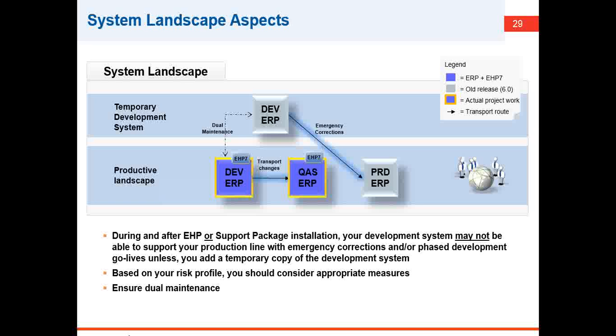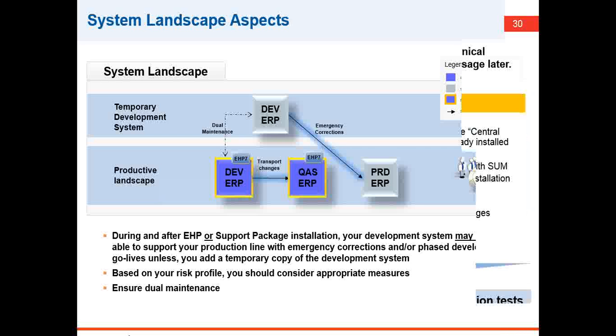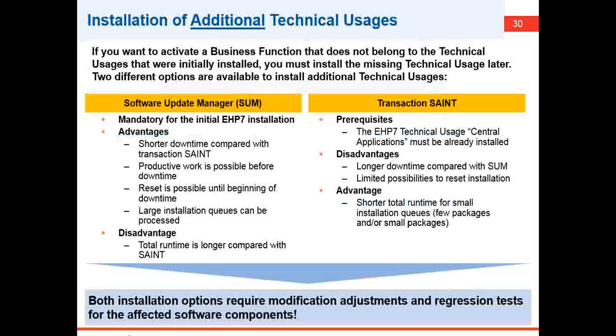Okay, installation of additional technical usages. I've installed central applications. That is a requirement that you must have in place using Software Update Manager. If you choose to install a technical usage later that you didn't know you needed, there's two ways to do that. You can use the Software Update Manager. It has advantages of shorter downtime. Productive work is possible prior to downtime during the uptime portion. Disadvantage, total runtime is longer than sync.